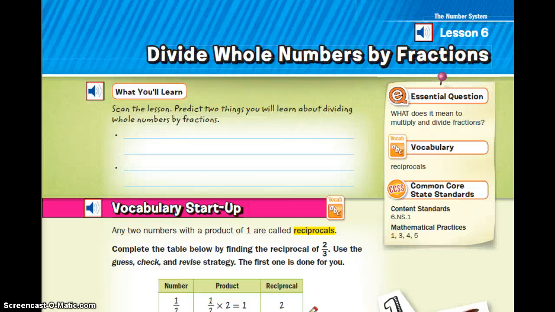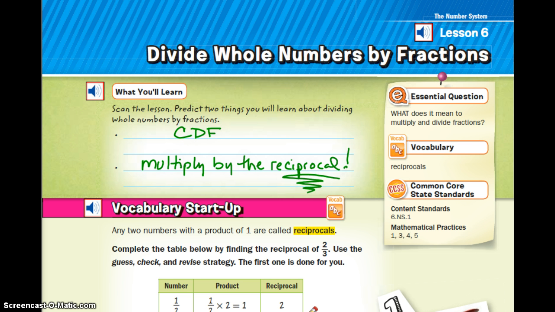We're on Chapter 4, Lesson 6, Divide Whole Numbers by Fractions. Please turn with me to page 305. What do we need to know about this? Well, we need to know copy, dot, flop, which I'll talk about in a minute, which means multiply by the reciprocal. Alright, so the first thing that we need to do is learn what a reciprocal is.